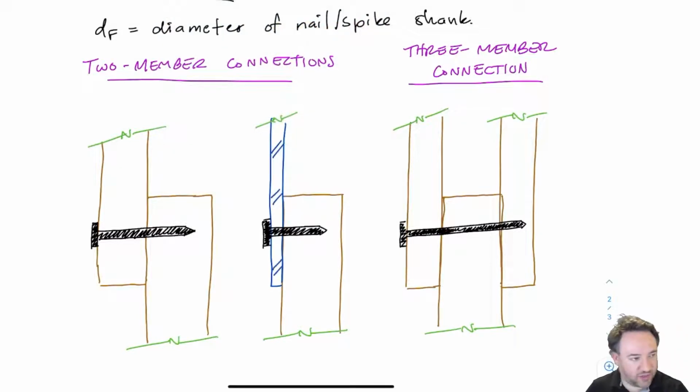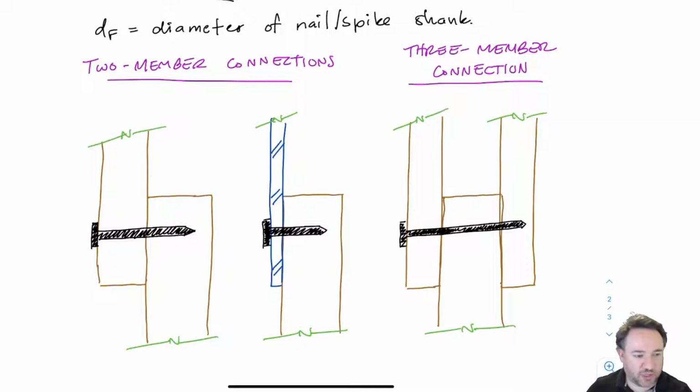And then one three-member connection on the right, which is where a nail is going through three different pieces of wood at once. Two on one side of the member connection and one on the other. So basically I'm pulling like this. I have two pieces of wood basically gripping another.